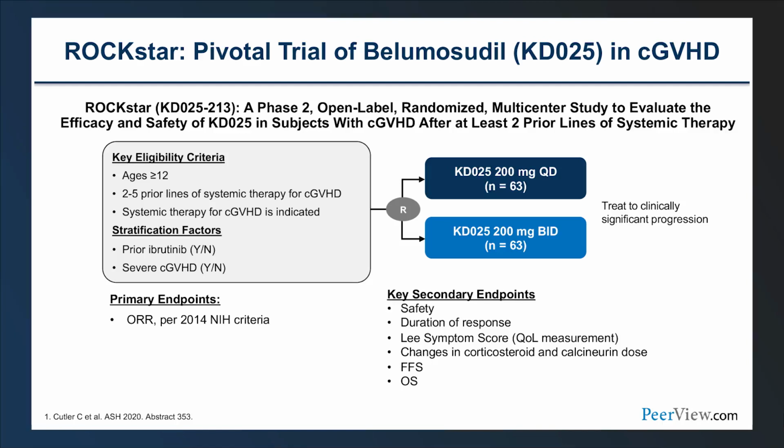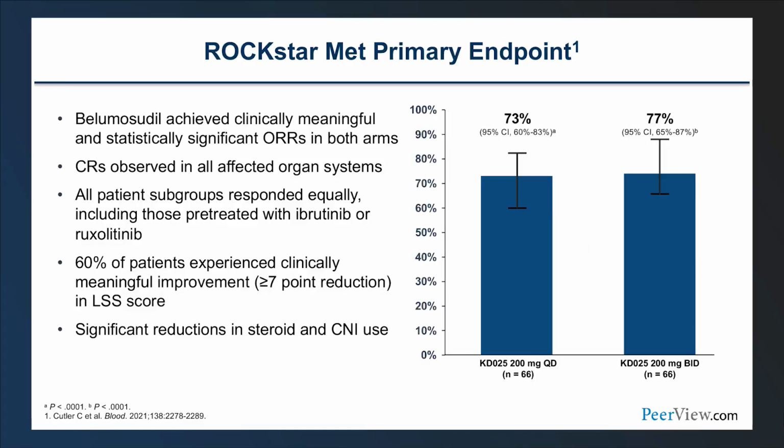Now, the one interesting feature of this trial was that patients were allowed to have small amounts of disease progression and stay on drug if, in the opinion of the investigator and the patient, they continued to benefit from the compound. The overall response rate in this trial was approximately 75%. The 200 milligram once and 200 milligram twice daily doses did not have any difference in overall response rates.